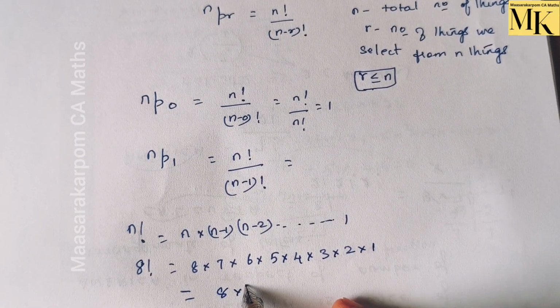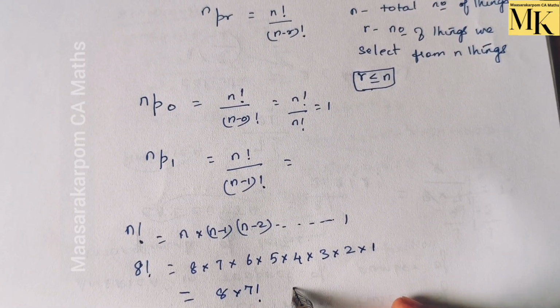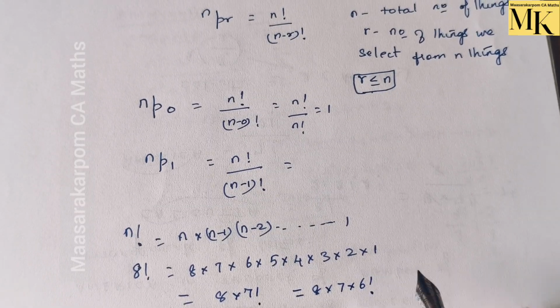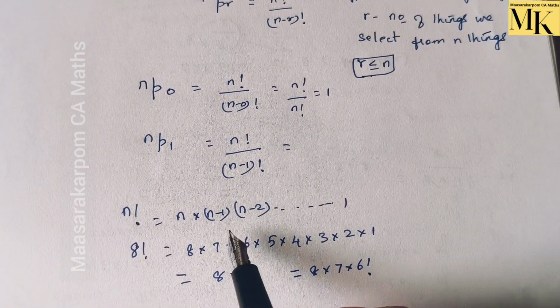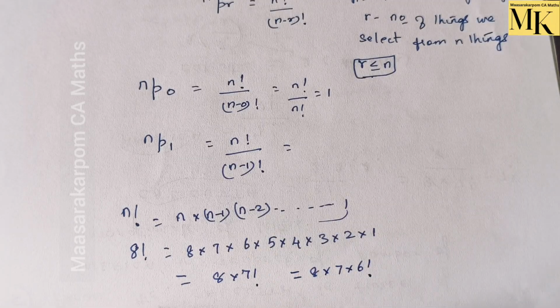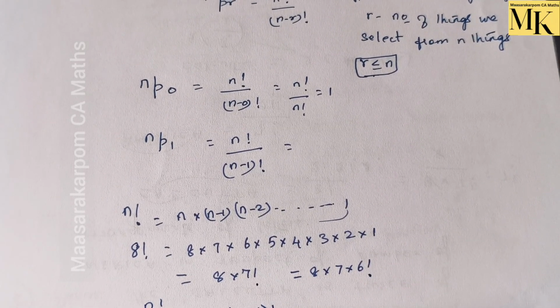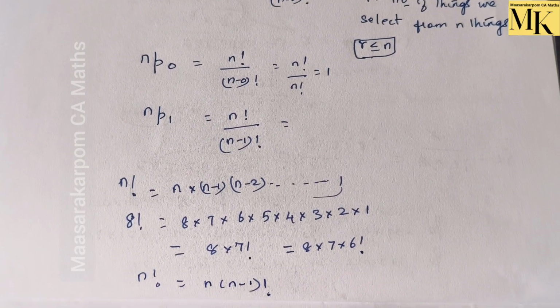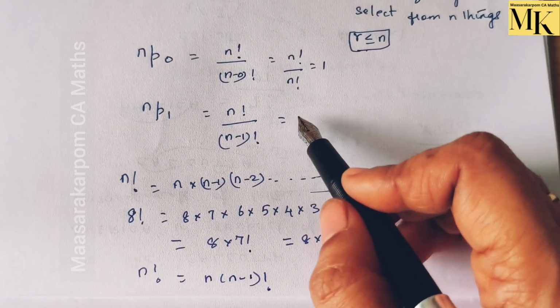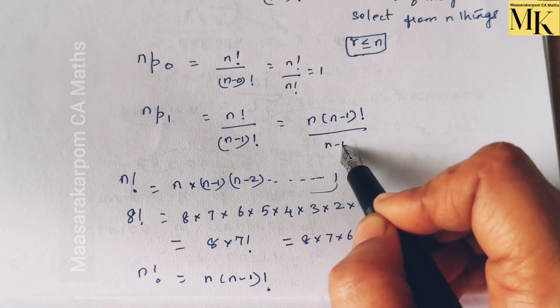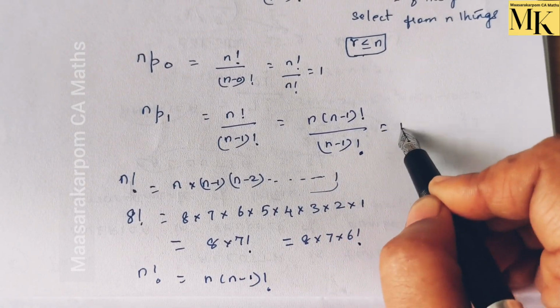It will be clear when you do it for 8 factorial. 8 into 7 into 6 into 5 into 4 into 3 into 2 into 1. This can be written as 8 into 7 factorial, or 8 into 7 into 6 factorial. In general, n factorial is n into n minus 1 factorial. So this becomes n into n minus 1 factorial by n minus 1 factorial, that is equal to n.